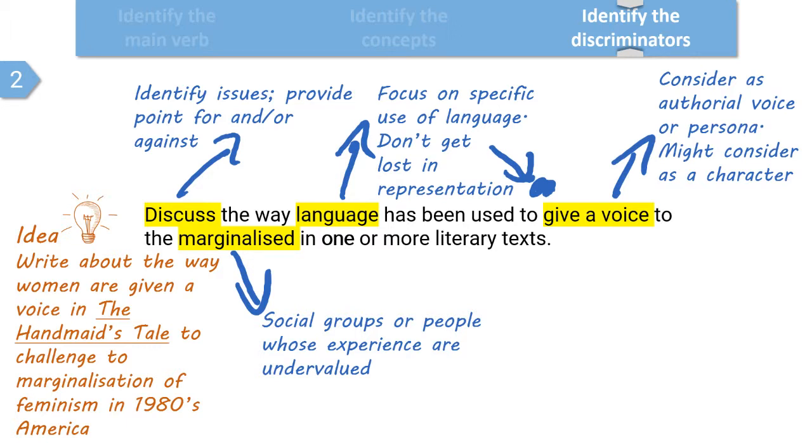This is also a tricky one, and this is why these key discriminators are important, because we've got to talk about the way language is used to give women a voice here, and we've got to talk about the voice of marginalized people. And who are the marginalized people? Am I going to be talking about the characters in the novel, in a dystopian fiction, or am I going to be talking about women outside of the novel in the context of the novel? There's a lot of interesting stuff we could do with that.